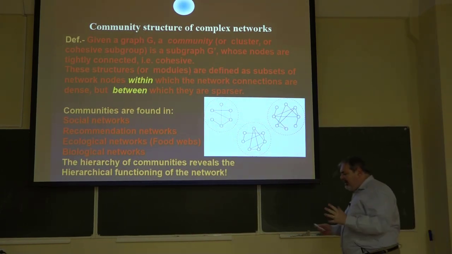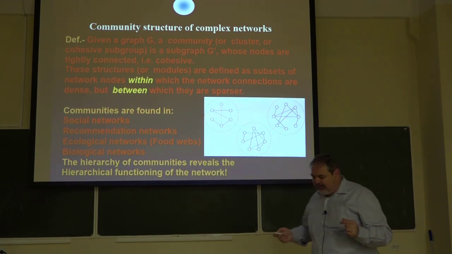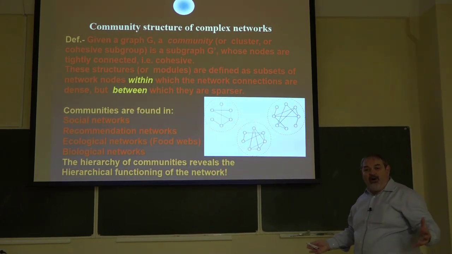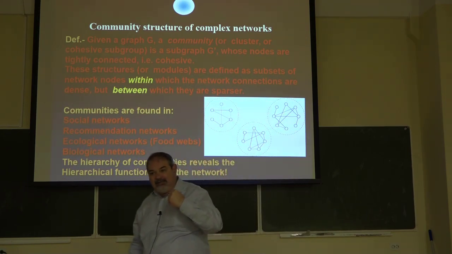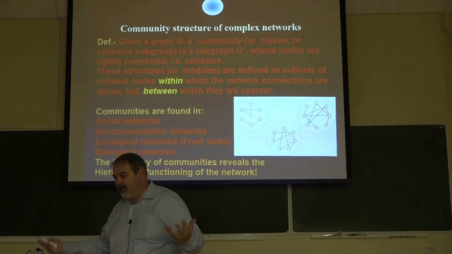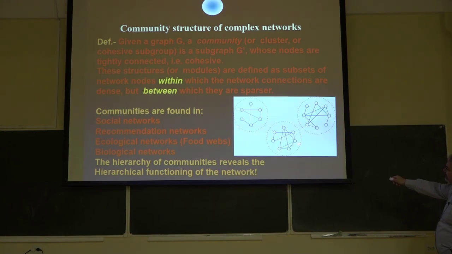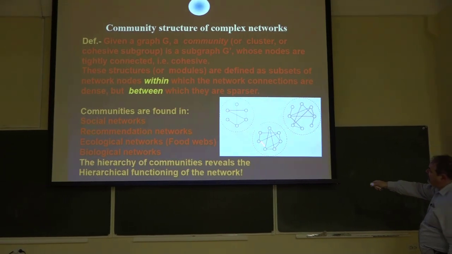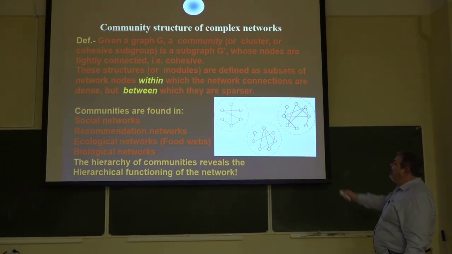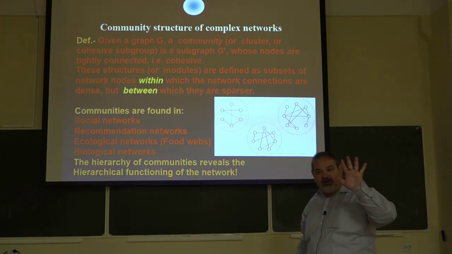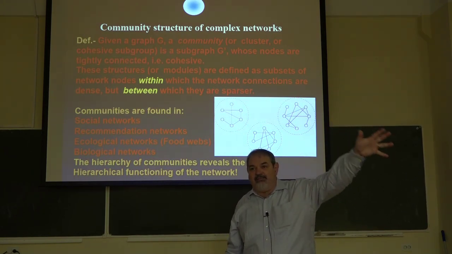What does it mean? It means that in real world networks, the density of connections is not homogeneous. We spoke about homogeneity in the degree, but also the density of connection is not homogeneous. For example, if you take this graph, you see that there are three structures, this, this, and this, and inside this structure there are many connections. Inside this community there are many connections. Inside this community there are many connections. And then there are only 1, 2, 3, 4, 5 links connecting members of one community to members in the other community.